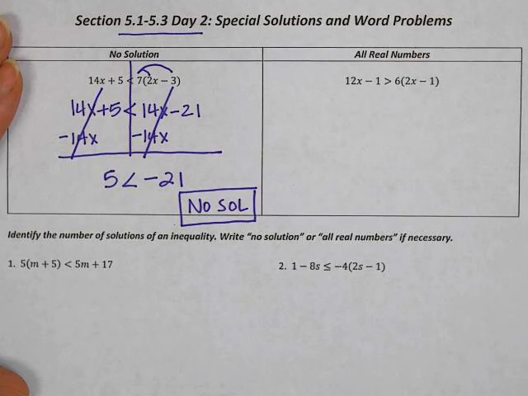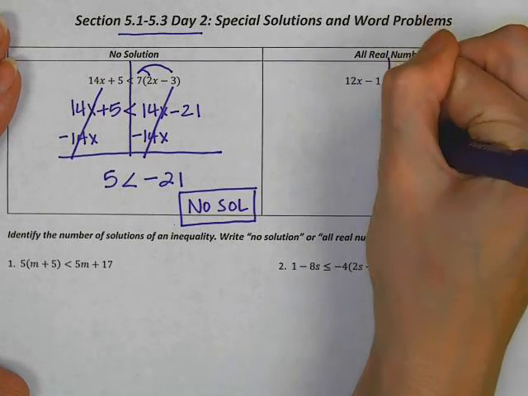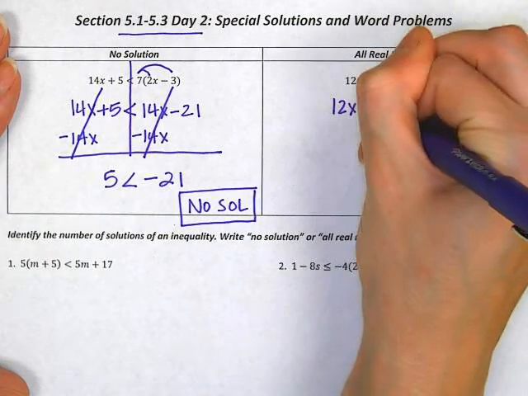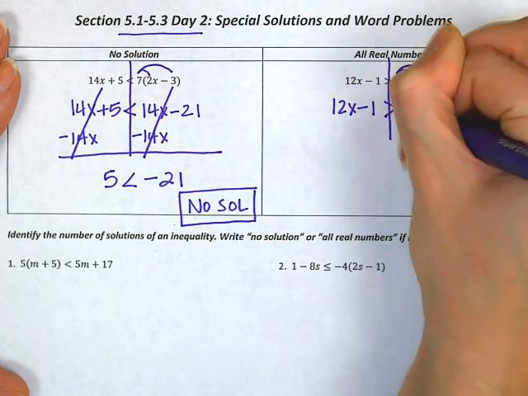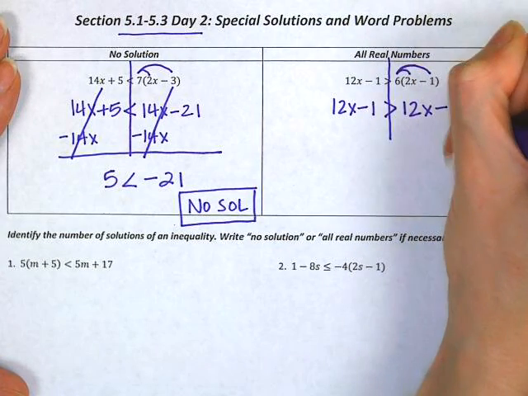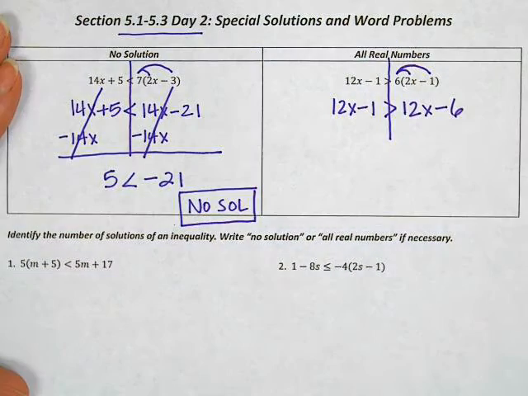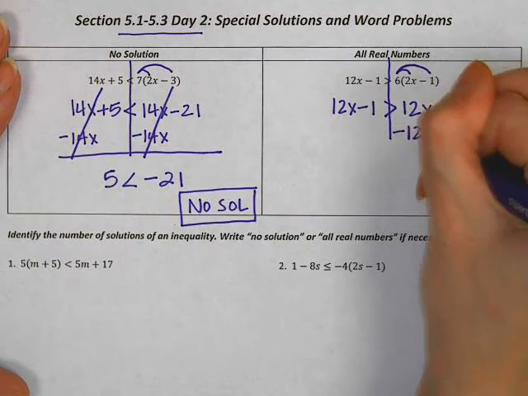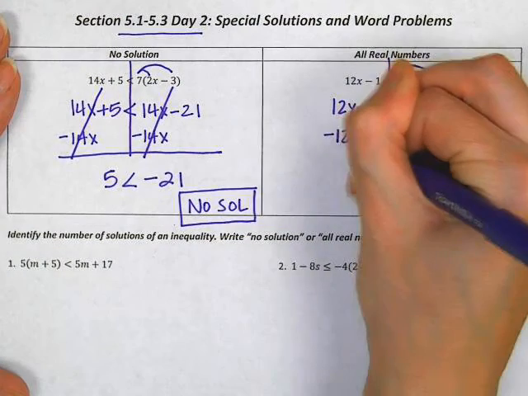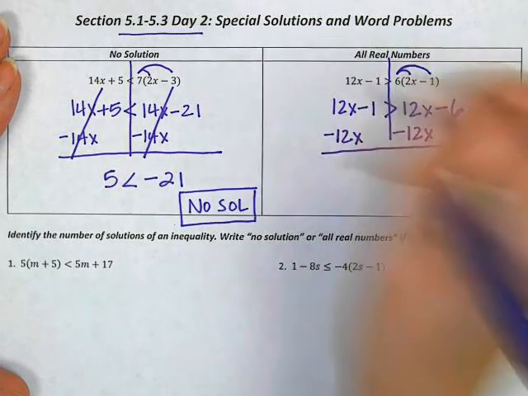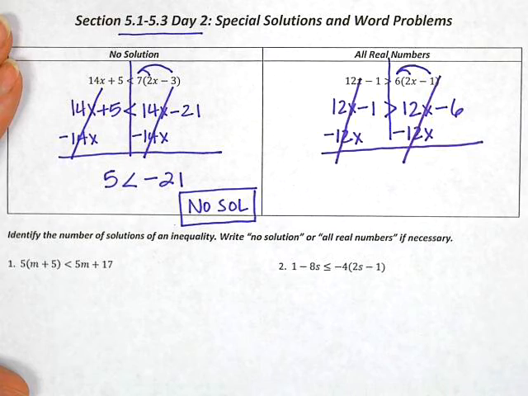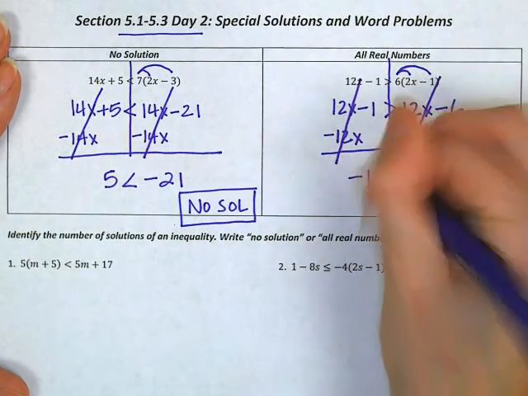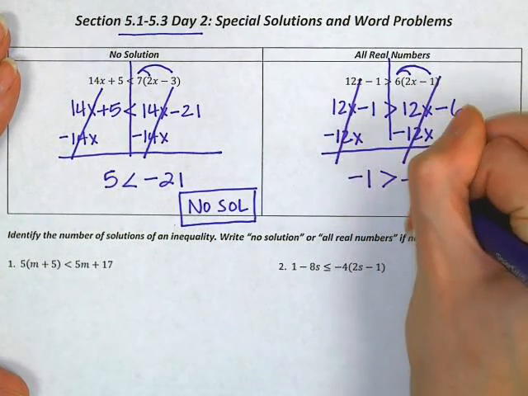Now let's take a look at one where all solutions will work. So we draw our wall, we get 12x minus 1 is greater than, and then we're going to distribute and get 12x minus 6. Same thing, if you try to get all the x's to one side by subtracting 12x over, again they both cancel, and let's drag down what's left. We're left with negative 1 is greater than negative 6.